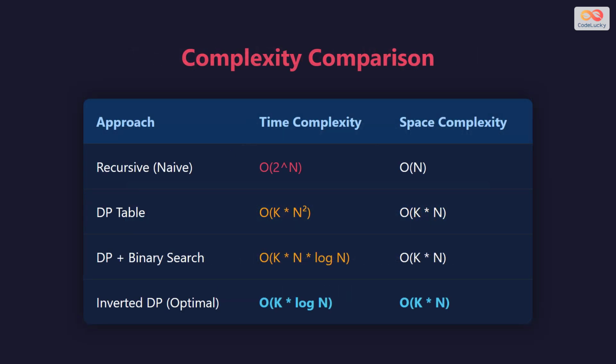Here is a summary of the complexities. The recursive approach is exponential. The standard DP table is quadratic. The optimized DP with binary search is log linear. And finally, the inverted mathematical approach gives us the most efficient solution at O(k times log n) time complexity.